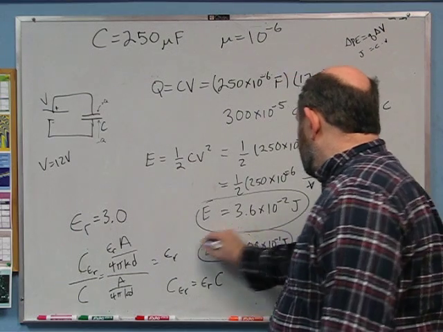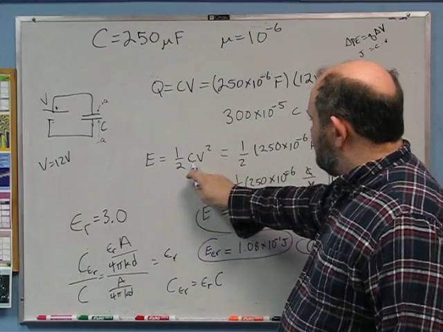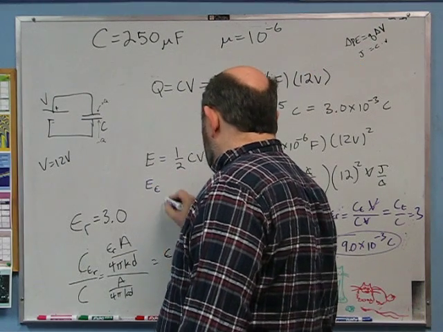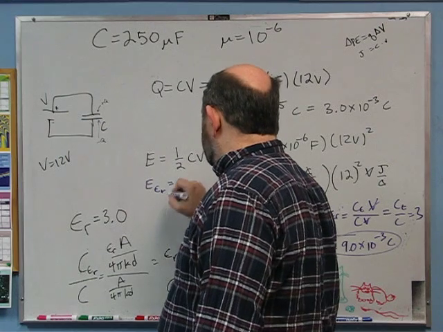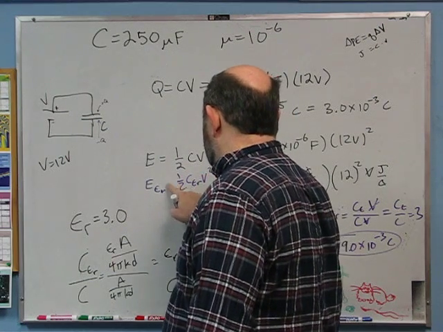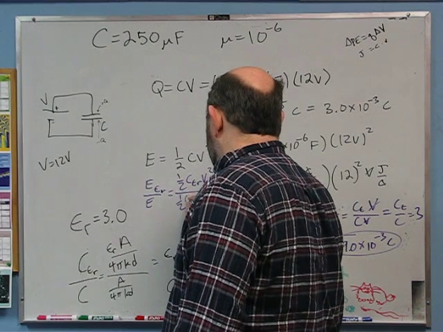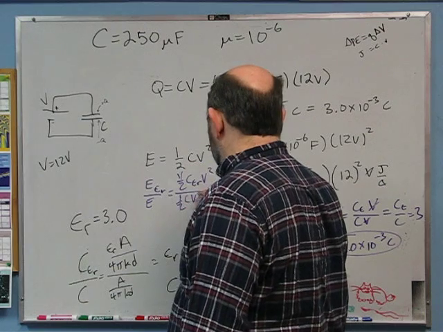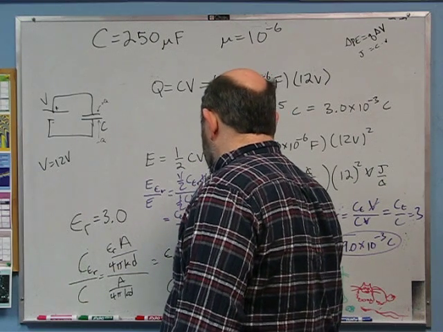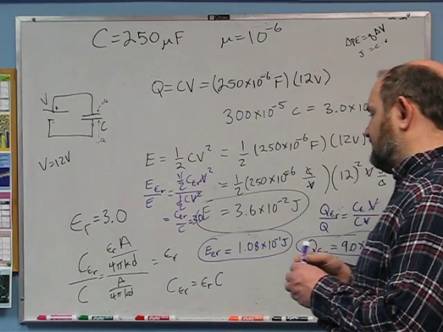So all I did was take this and multiply it by 3, and I knew I could do that because of this. Again, if you wanted to write the equations out, I would say energy, when you have epsilon R in, is equal to 1/2 the new capacitance times the voltage squared, and it's the same voltage. If I divide it by the old energy, the 1/2s cancel, the V squareds cancel, I just get C epsilon R over C, which I know is 3, really 3.0, because that's what I told you that epsilon R is.